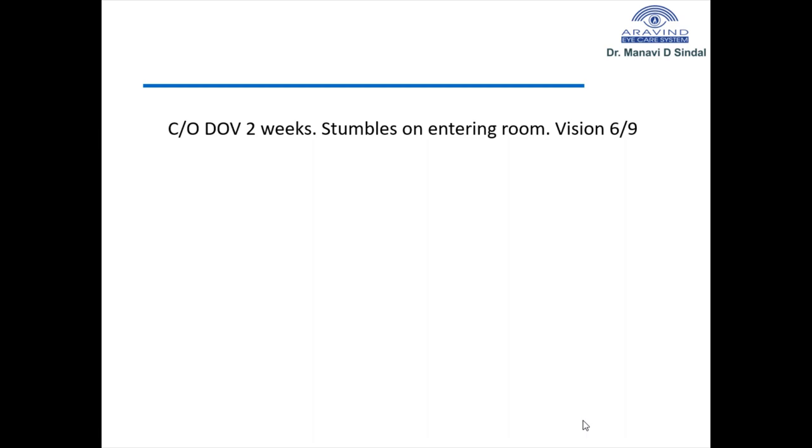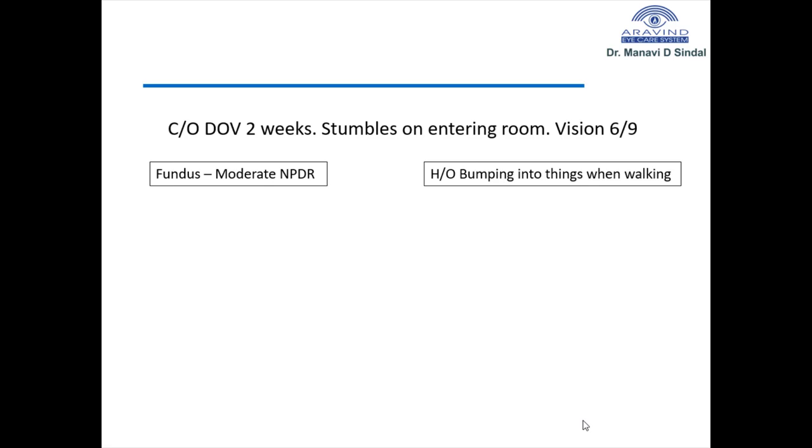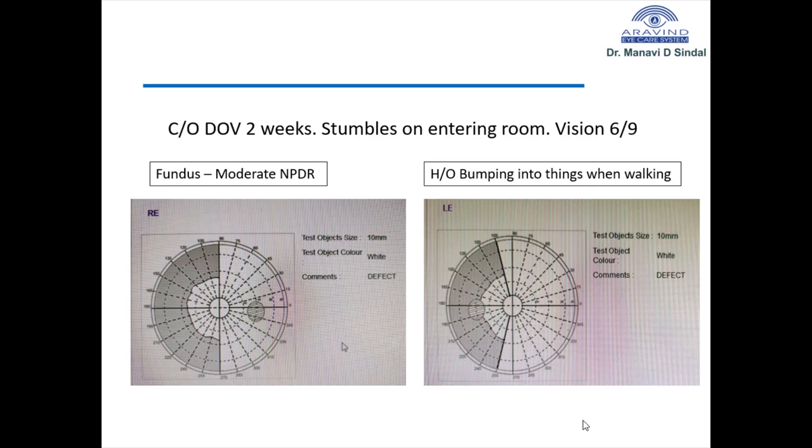So I go dig deeper, you know, I'm not happy. I'm not happy with what I'm seeing. So when I dig deeper, now he tells me that he has been bumping into things and bumping into the wall while walking since the past 2 weeks. So I refer him across to Dr. Priya, our neuro-ophthal consultant, and therein we did notice that he has a homonymous hemianopia, and that he had cortical issues which was causing his vision problem, and it was not something related to his retina or his eye.